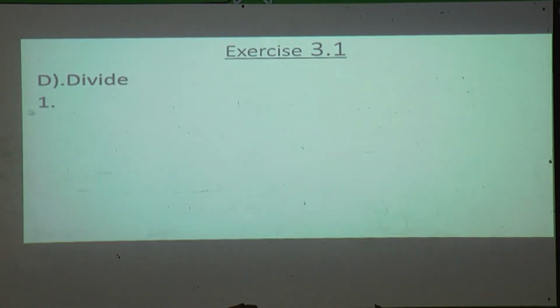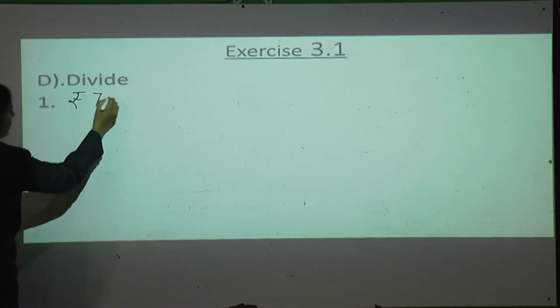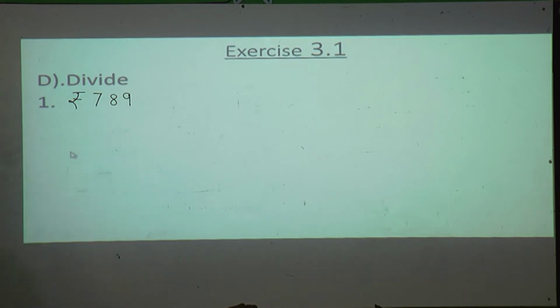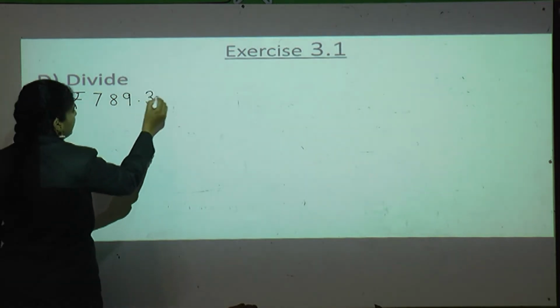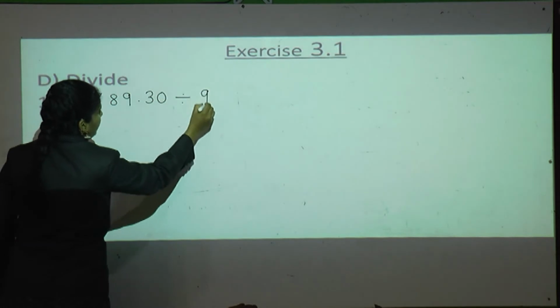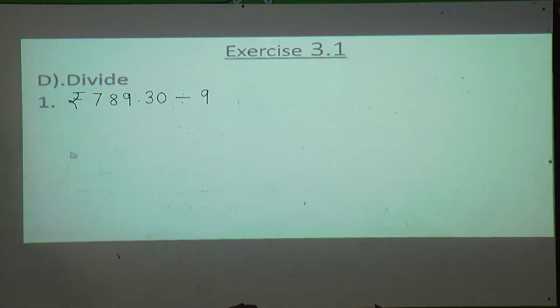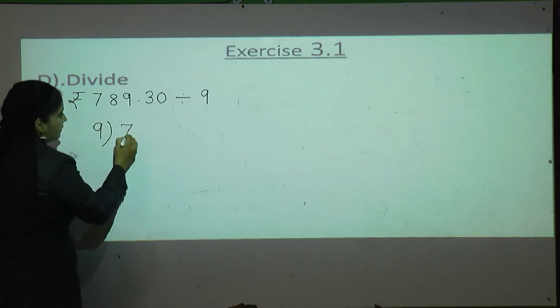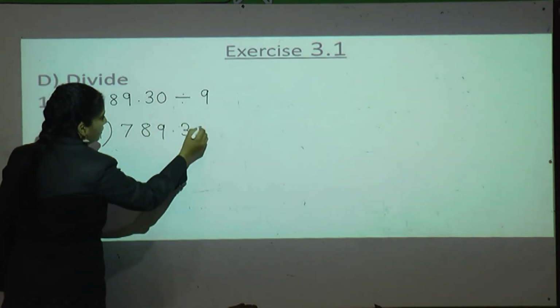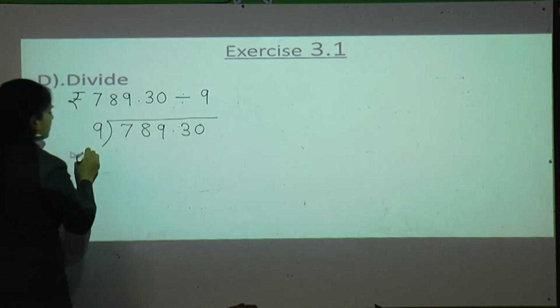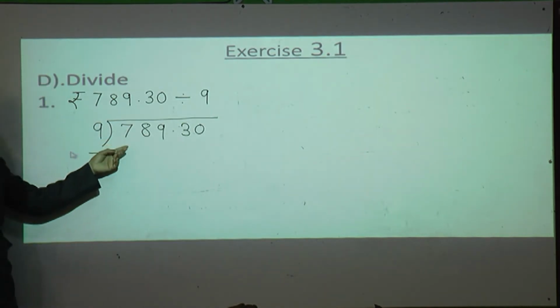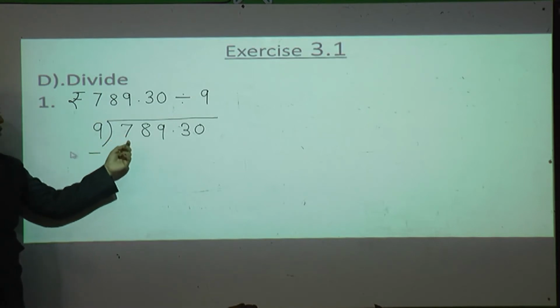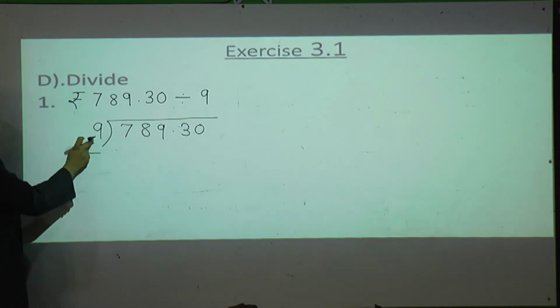Exercise 3.1, first one: rupees 789.30 divided by 9. So we have to divide it. How to divide, students? See, write properly here, 789 rupees 30 paise. Now see here, 7 is less than 9, so we can't divide. So take 2 digits. Now it's 78, in the table of 9.